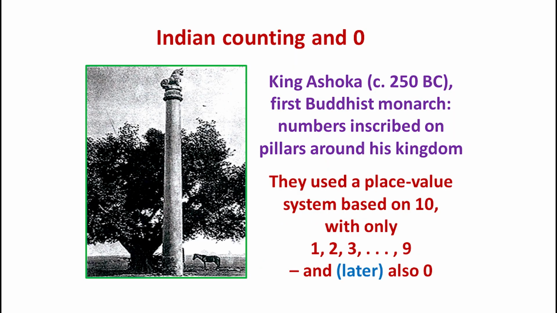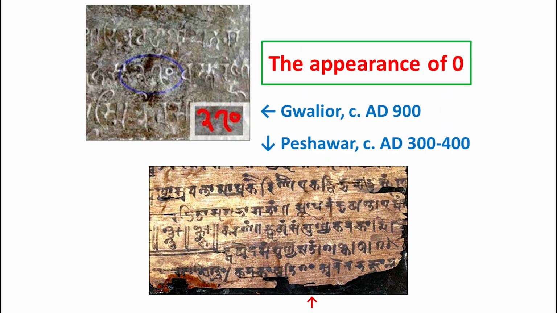In India, around 250 BC, the edicts of King Ashoka, the first Buddhist monarch, were carved on pillars around the kingdom. Some of these included early examples of Indian numerals as a decimal place value system began to emerge, using only the numbers 1 to 9 and later 0. So how did zero arise?